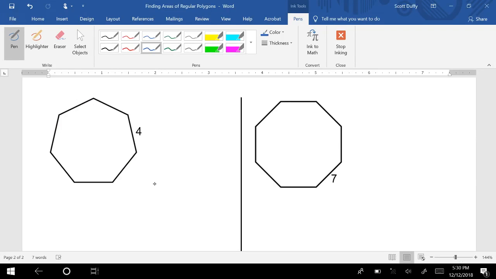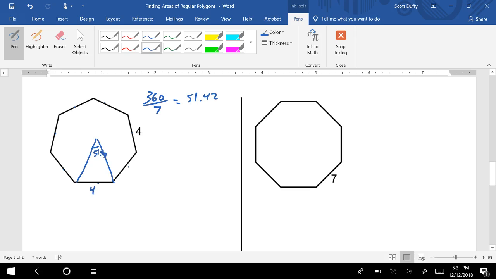Guys, I'm making a new video for the second page of this homework. Draw it in. I have 1, 2, 3, 4, 5, 6, 7 sides. So I'm going to do 360 divided by 7, which is 51.42, which is going to get nasty.